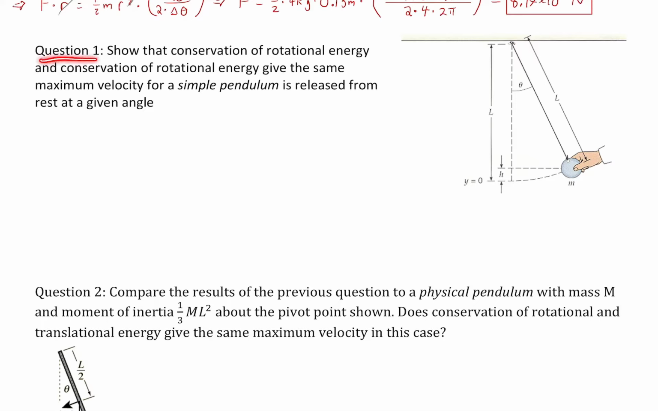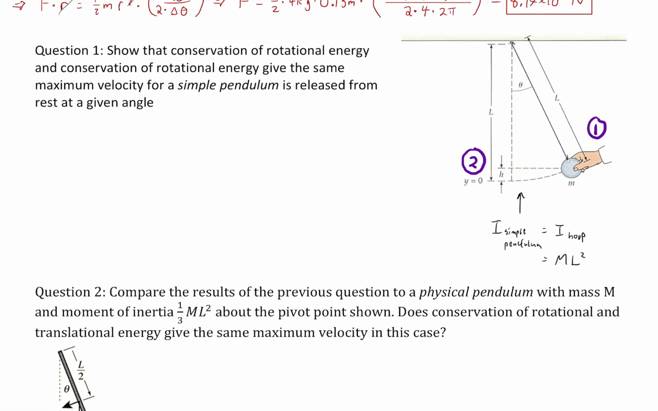So I want to show you that conservation of translational energy and conservation of rotational energy give the same maximum velocity for a simple pendulum that is released from rest at a given height. It doesn't have to be released from rest. It's just a way to illustrate this idea in a simpler way than, say, giving initial velocity. We could give it initial velocity. It wouldn't matter. Okay? And so we're going to have energy conservation from 1 to 2. But here, this is amazing, right? Because this is going to be showing that we can use both approaches for this type of pendulum. Okay? A so-called simple pendulum.